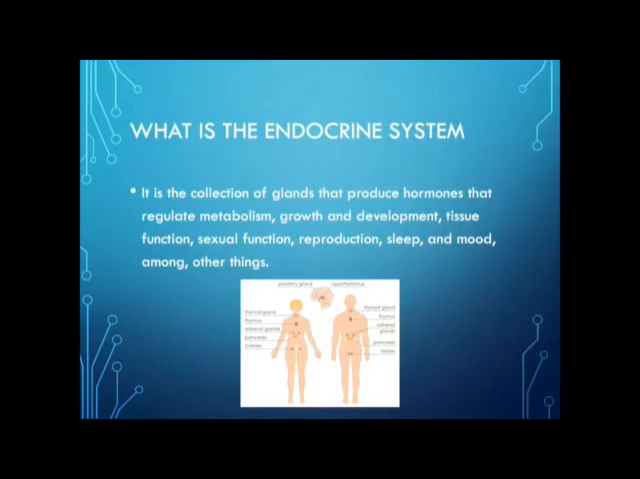What is the endocrine system? It is the collection of glands that produce hormones that regulate metabolism, growth and development, tissue function, sexual functions, reproduction, sleep, and mood, among other things.